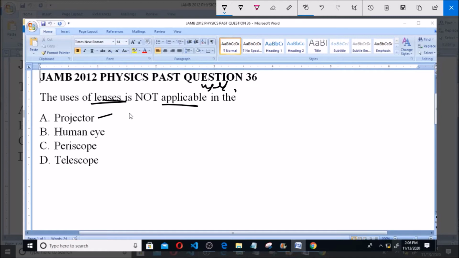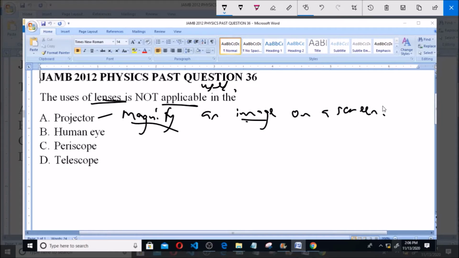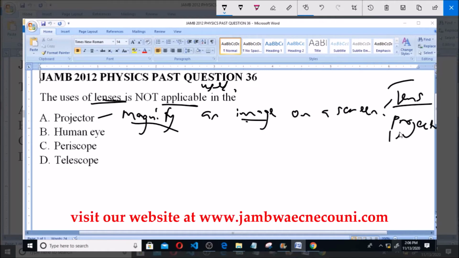Now the first one says projector. Of course, the use of a projector is to magnify an image on a screen. So an image which is formed within the projector is magnified into a larger image on the screen. Now, as it involves magnification or increasing the size of an image, it makes use of a projection lens. So for this reason, a lens is applicable in it, and so it is not the answer to this question.